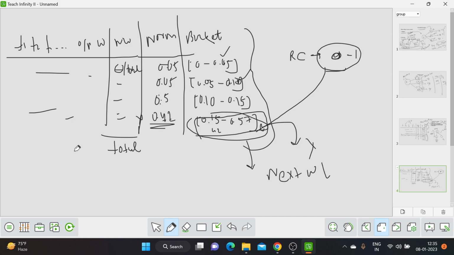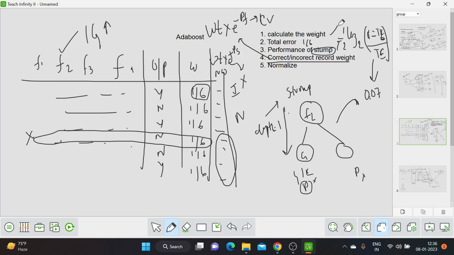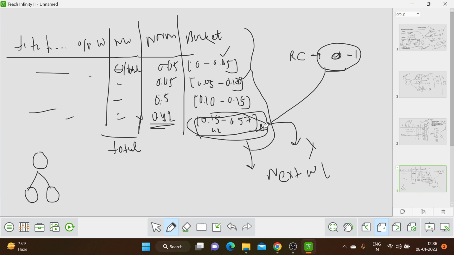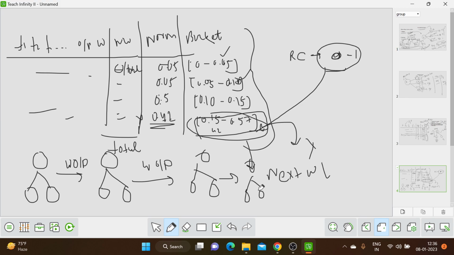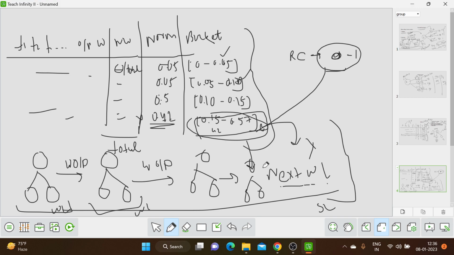Next weak learner, like that. So first I create a stump and calculate its weight: total error, performance, correct and incorrect records, normalize it, make a bucket, randomly create a number, and find that the maximum probability is that it falls in the bucket of the wrong output. Then I send the wrong output to the next decision tree, the next weak learner. It also gives me wrong output, so I send it to the next, and I go on and stop whenever it produces the right result. These are my weak learners, and if I combine all of them, they are my strong learner. So this is the Adaboost technique.